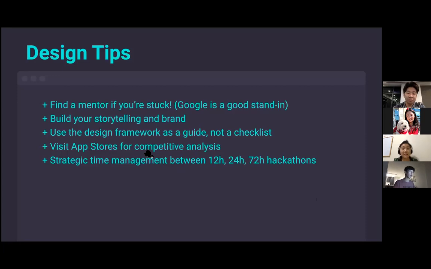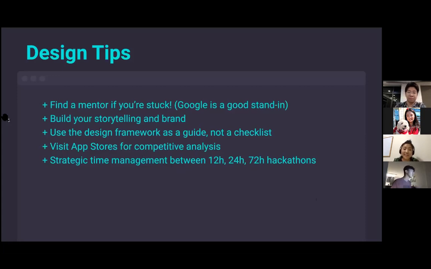Also, these tips that we're giving you, everything that Philman went through, everything that I'm also going through, is a guide. It's not a checklist that you have to do, but simply our process and what we found to be super useful when we were participating in hackathons.